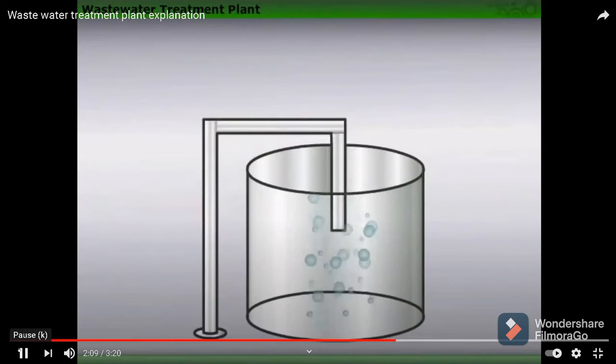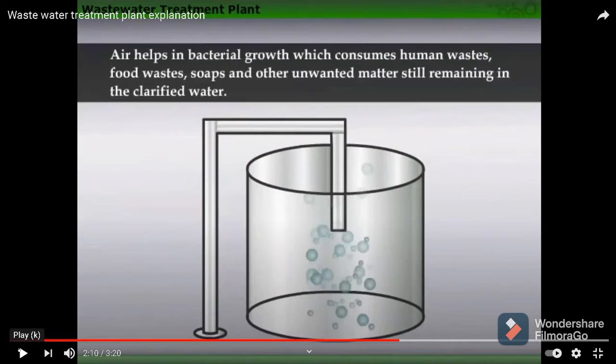That means aeration. You are seeing this. What do you mean by aeration? The process of introducing oxygen. So here the aerobic bacteria come into play. What do you mean by aerobic bacteria? The bacteria that require oxygen for their growth. Anaerobic bacteria do not require any oxygen, but aerobic bacteria do. They consume human waste, food waste, soaps, and other material.